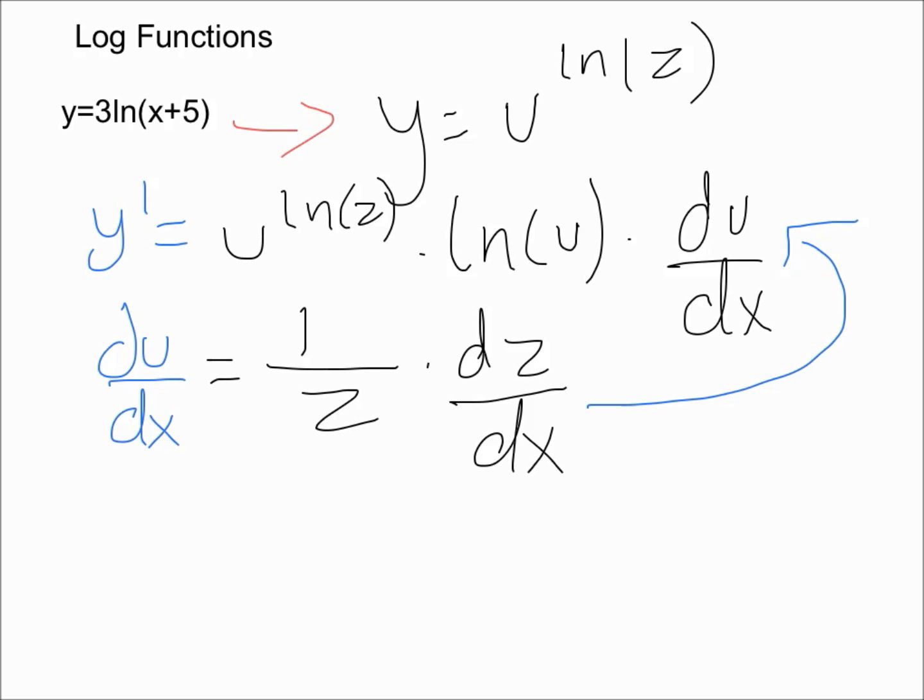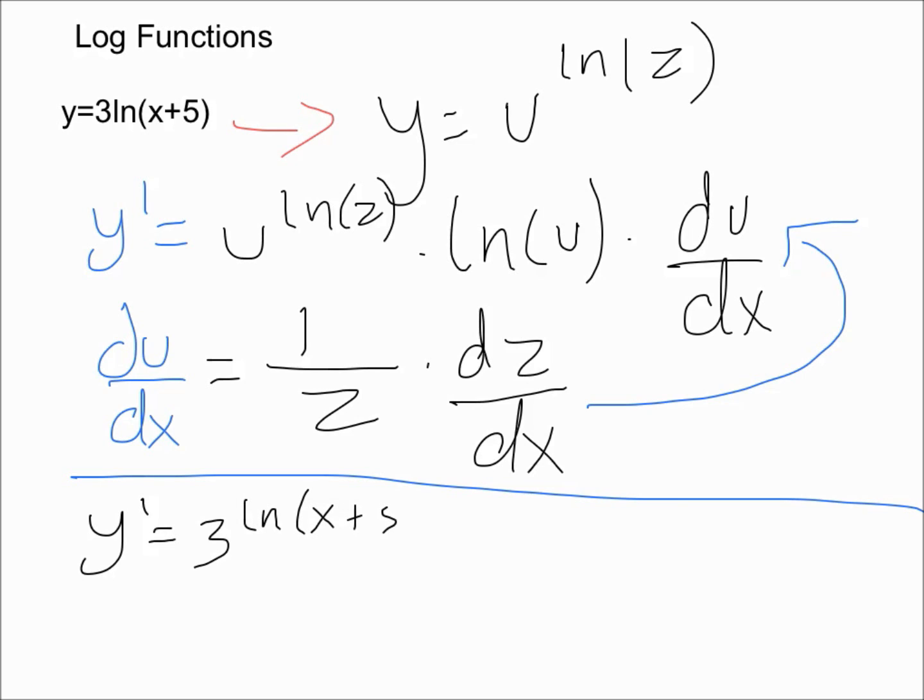Now let's solve it with the real numbers. So we're going to say y prime is u to the ln z, so the whole thing, 3 to the ln of x plus 5, times ln of u, which is 3, so ln of 3, times du dx, which is 1 over z, so we'll have 1 over x plus 5 times the derivative of z, so x plus 5 will just be 1. And that's the answer of the problem.